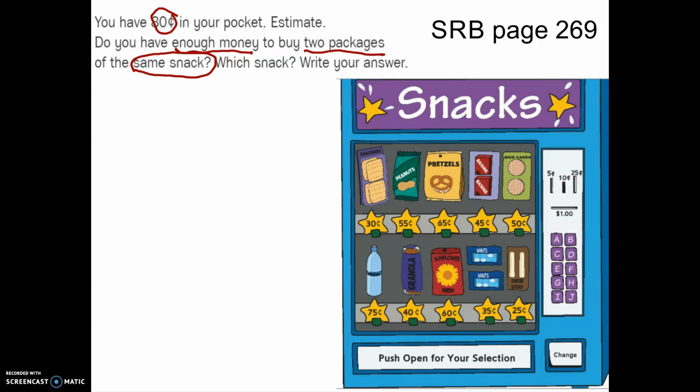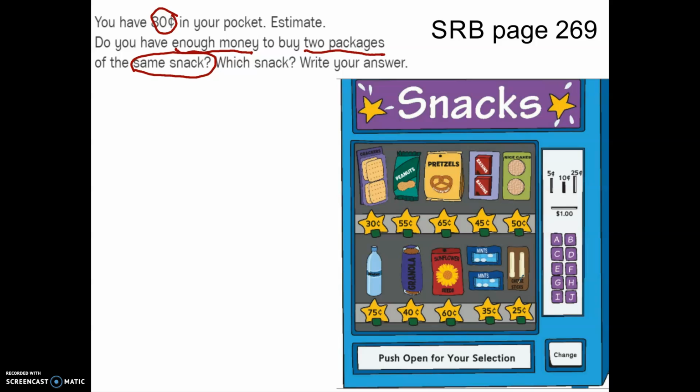So look at our snacks here. We've got crackers. They cost 30 cents. Peanuts are 55 cents. Pretzels, 65 cents. Raisins, 45 cents. Rice cakes, 50 cents. A bottle of water, 75 cents. Granola, 40 cents. Sunflower seeds, 60 cents. Mints, 35 cents. And cheese sticks, 25 cents. So, you have 80 cents in your pocket. What snack can you buy 2 of and you have enough money to do so?